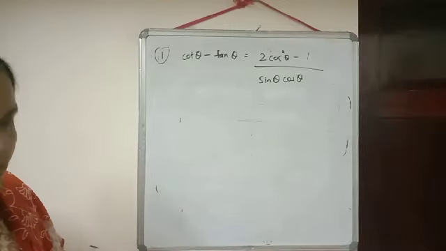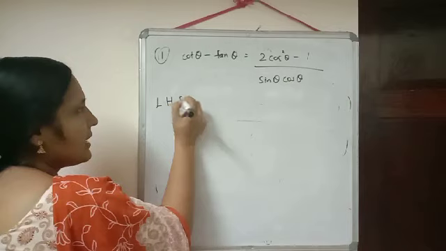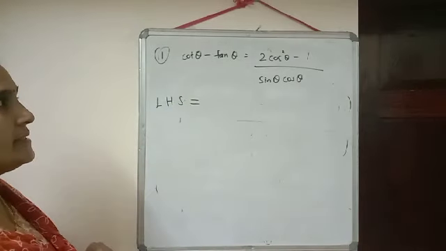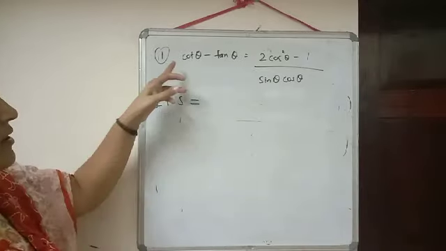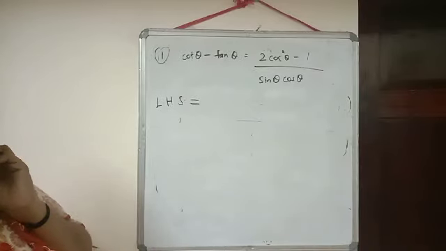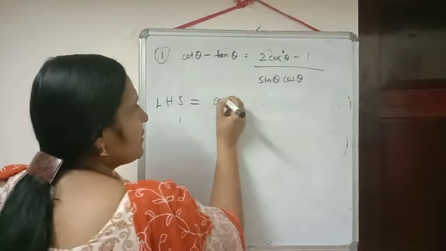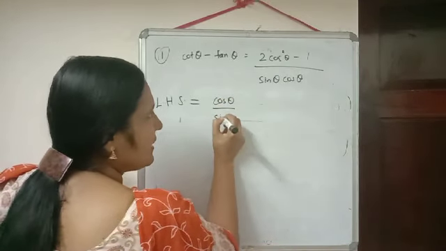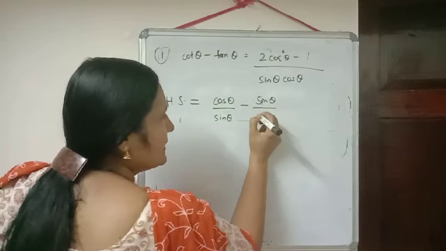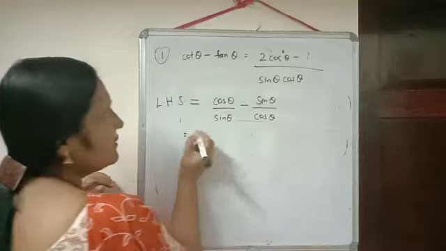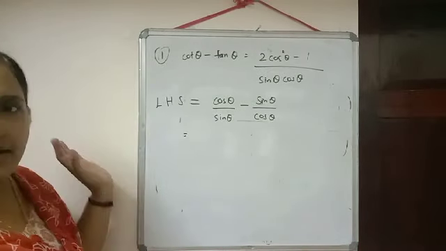Cot theta minus tan theta is equal to 2 cos square theta minus 1 by sin square theta. So here again we will simplify the left hand side. Cot theta, how we can rewrite cot theta? Change it in terms of sin and cos. So we will get here cos theta by sin theta minus tan theta, which can be written as sin theta by cos theta. So first what we did, we changed it in terms of sin theta and cos theta.